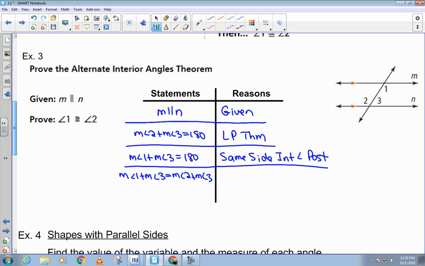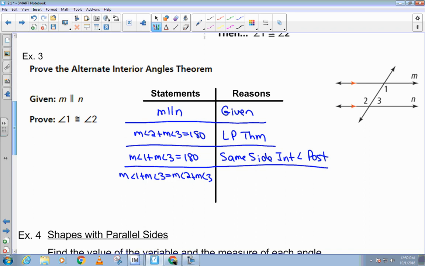You would, but there would be another step in there. You could, yes. You would have to state they were supplementary. You would have to state that 2 and 3 are supplementary and 1 and 3 are supplementary. And then you could say that 1 and 2 were congruent. Yes, you could. I didn't think about that. All right, but we'll go with this way and we'll talk about that, okay?